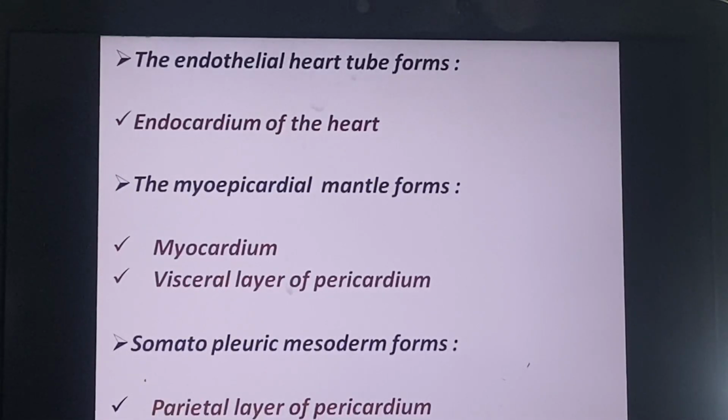The somatopleuric mesoderm forms the parietal layer of the pericardium. So the crux of the story is, what are the different structures developing from these three important components? That is the endothelial heart tube, the myoepicardial mantle, and the somatopleuric mesoderm. The structures formed by these are the endocardium of the heart tube, then the myocardium and visceral layer of the pericardium, and the parietal layer of the pericardium respectively.